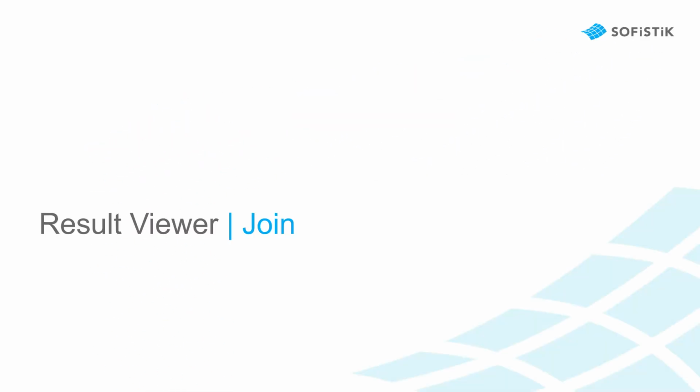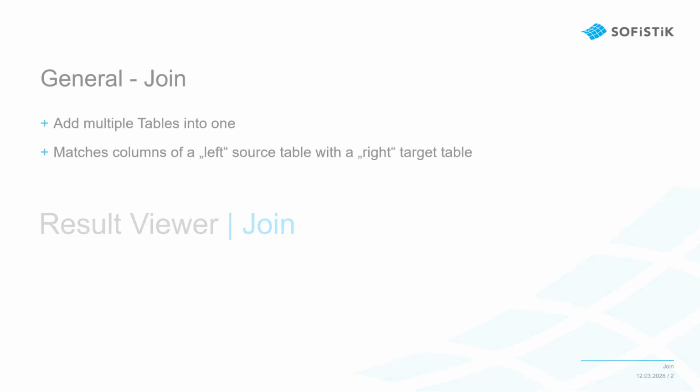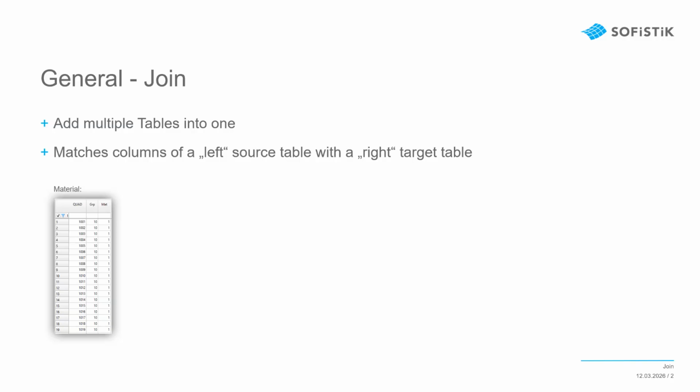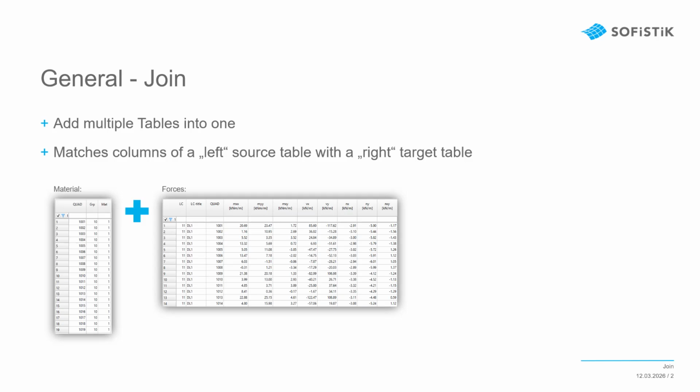In this video, I will be talking about the result viewer table options of joining together multiple tables. Why would we want to join multiple tables? To create a more complex output of the SOFiSTiK software regarding a specific information that you want to showcase as a table. This is based on a so-called left source table that will be joined with a right target table.